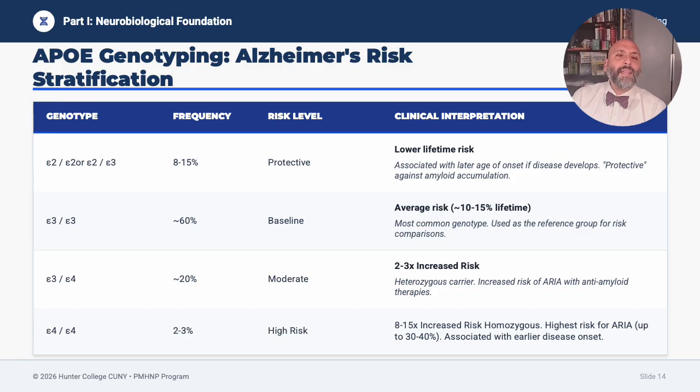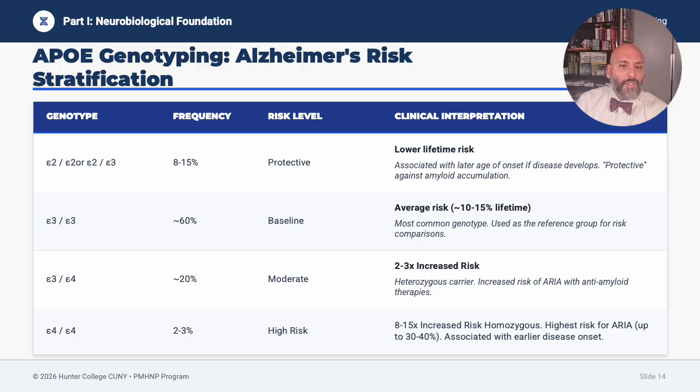Now this slide is not about certainty. This is about risk assessment. APOE is a gene that helps the body move cholesterol and fats in the brain. And everyone has 2 copies of this gene, one from each parent. And there are 3 common versions, E2, E3, E4.